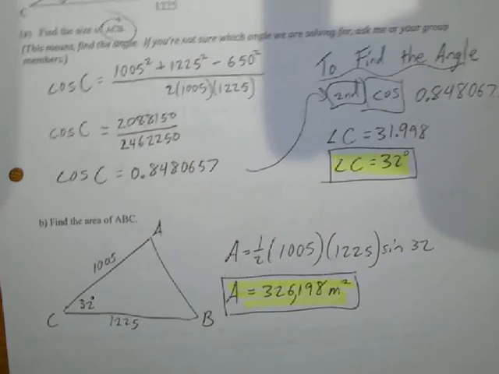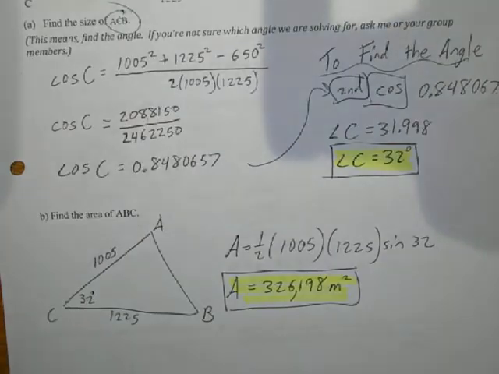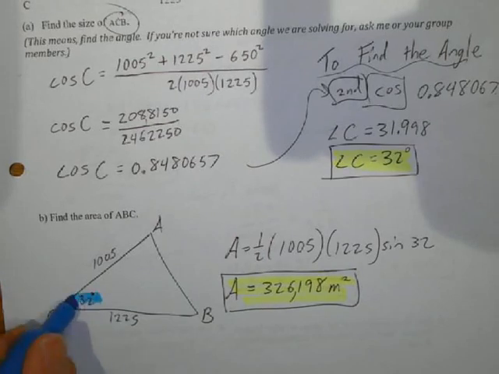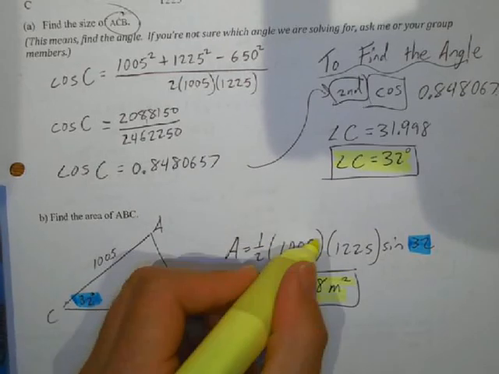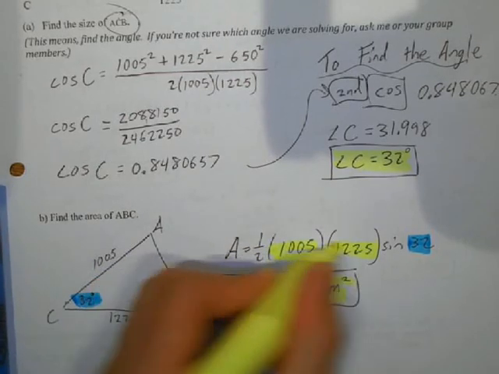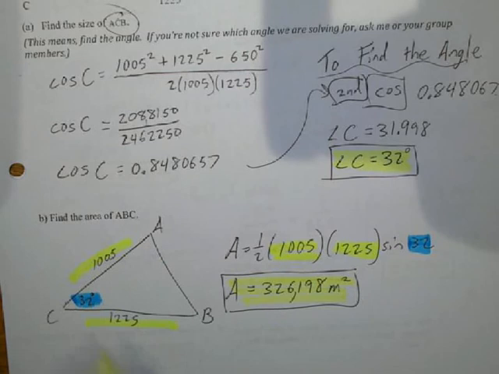So then the area of my triangle, we're using that formula from before. We've got our included angle, and we've got the sides on either side of the angle that we're working with. Okay, I hope this was helpful.